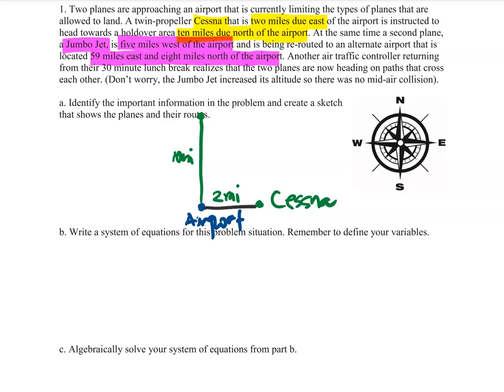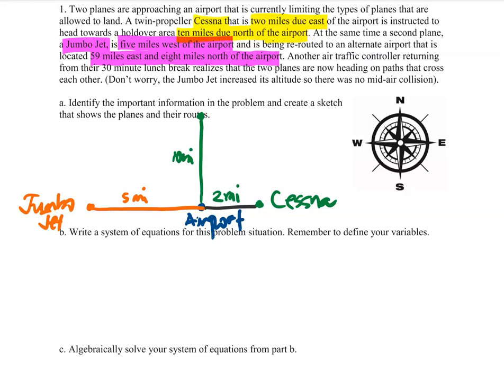And then the second plane, Jumbo Jet, is 5 miles west of the airport. So let's say this is Jumbo Jet, which is 5 miles, and is being rerouted to an alternate airport that is located 59 miles east of the airport and 8 miles north of the airport.